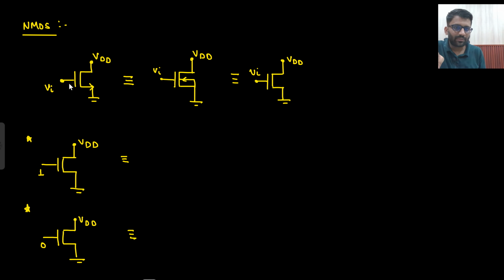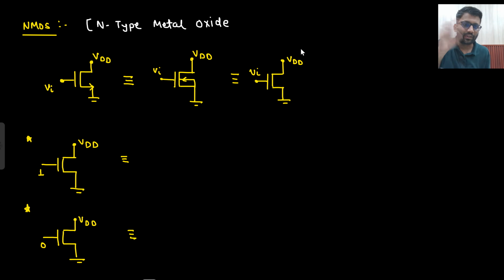Let's go to NMOS. This is how NMOS is represented. In PMOS the arrow was outward, but in NMOS the arrow is inward. It is known as N-type metal oxide semiconductor. Look, don't think much. Whatever I am telling, that is all you need to know for digital electronics. In analog electronics and EDC you study in depth about it, right? Metal oxide semiconductor.